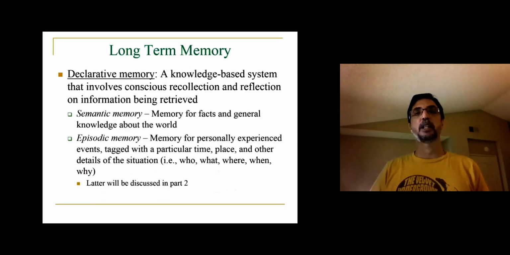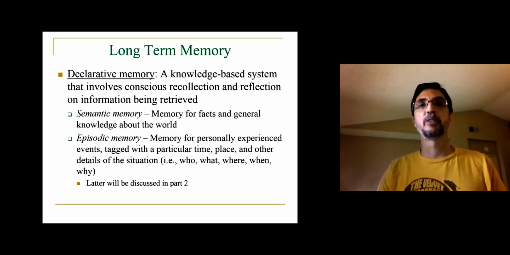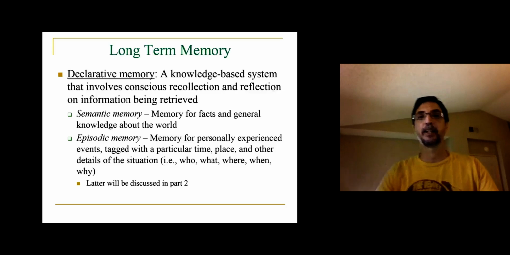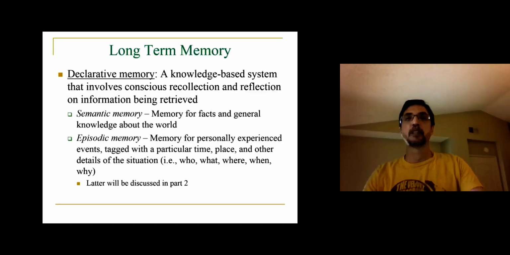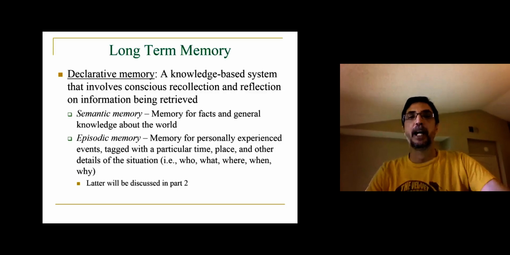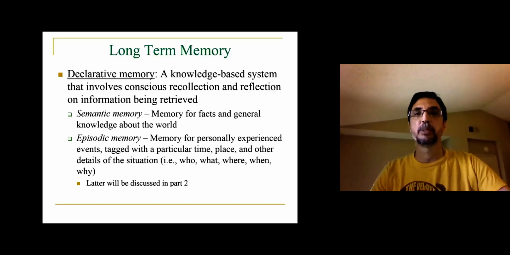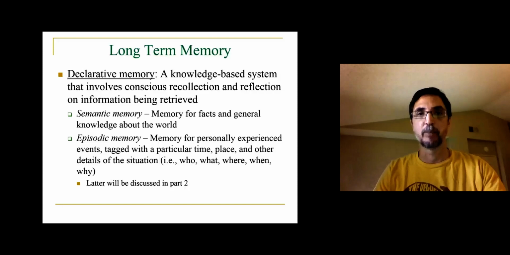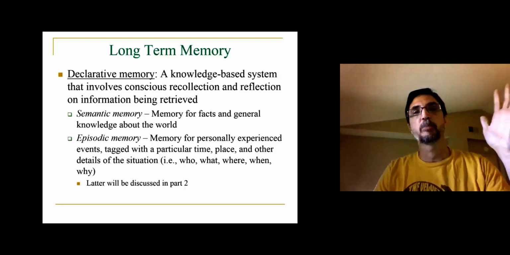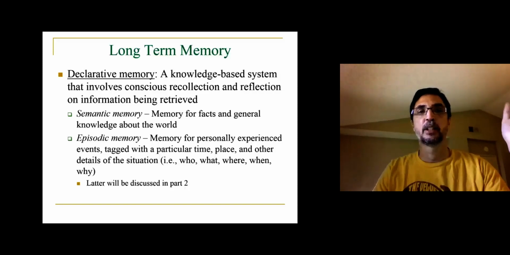In contrast to non-declarative memory, or memory without the explicit goal of remembering, is declarative memory. And this is a knowledge-based system that involves conscious recollection and reflection on the information being retrieved. So here, the person or the animal is consciously trying to remember something. And this breaks down into two general kinds. One is semantic memory and the other is episodic memory.